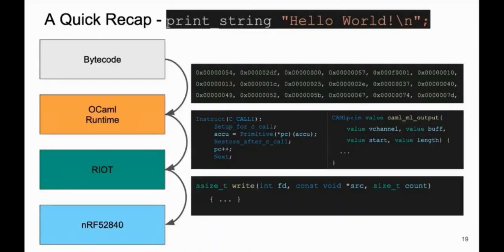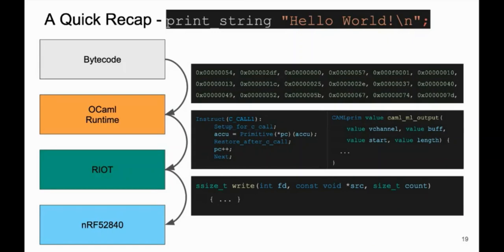So just to drill down into the specifics of what's actually happening in this call, we have our bytecode, which is just hex values. This is an opcode, perhaps a pointer to the string we're trying to print. This is seen by the OCaml interpreter. It's parsed as a C call instruction. We look up which particular function is being called in the primitive table.